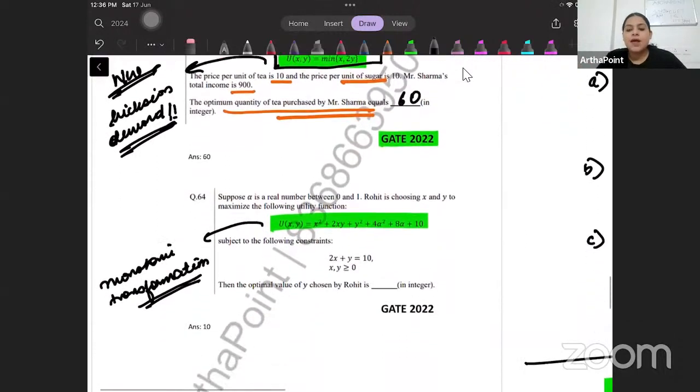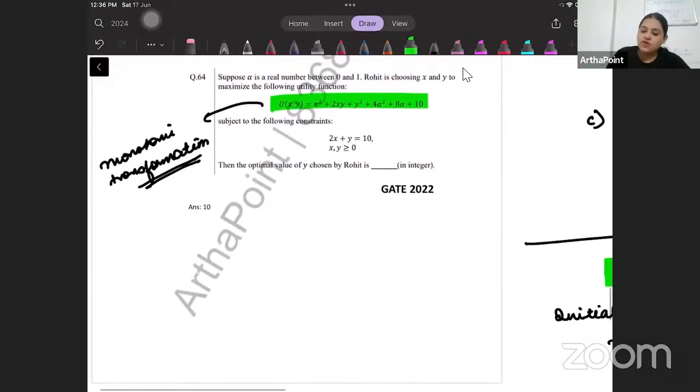Okay. Now come to this question. Most of the students were tricked in this question. Why? They started finding the MRS and they started doing different things with the question. Let's look at the question.